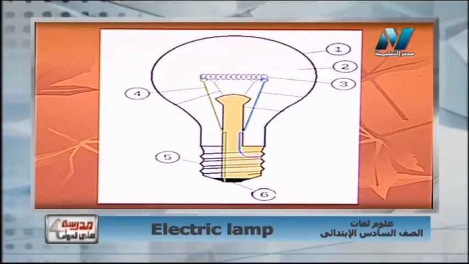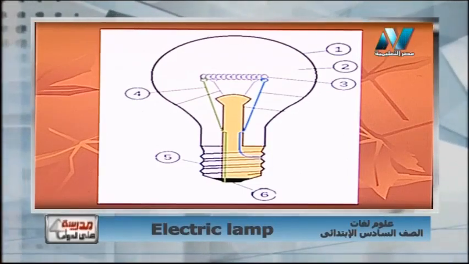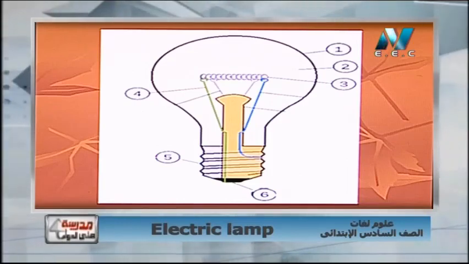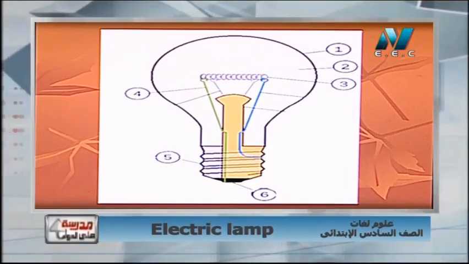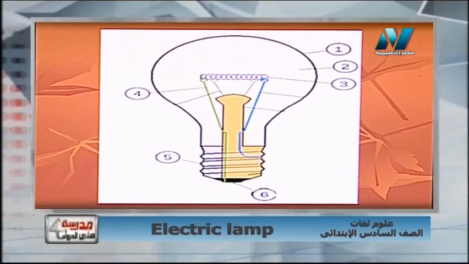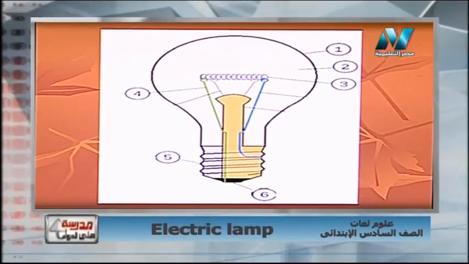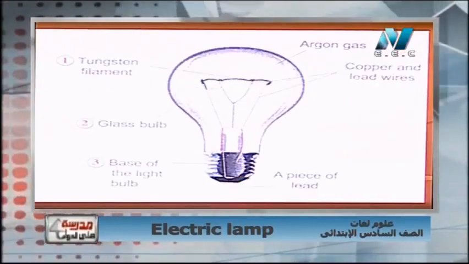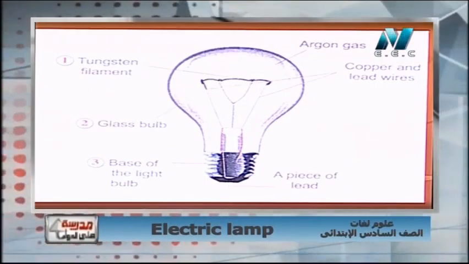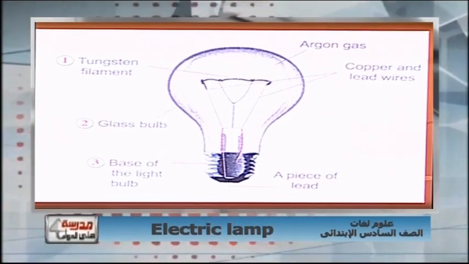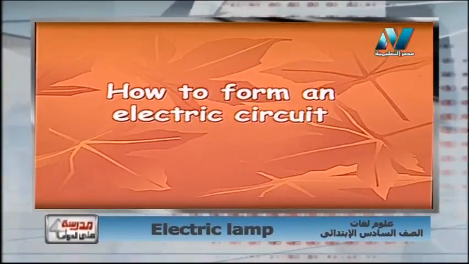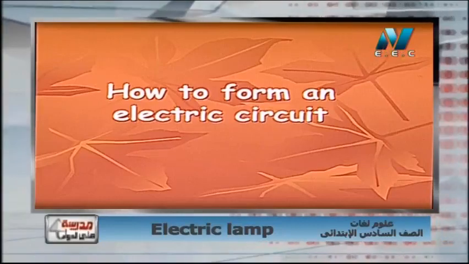So here I have number 1 is the glass bulb. Number 2 is the argon gas. Number 3 is the filament. Number 4 is the copper lead wire or 2 copper lead wires, they are the same. Number 5 is the base. Number 6 is the piece of lead. So again, it's an image for the light bulb that we studied in the last episode. So now let's move to a new point in our lesson today: how to form an electric circuit.